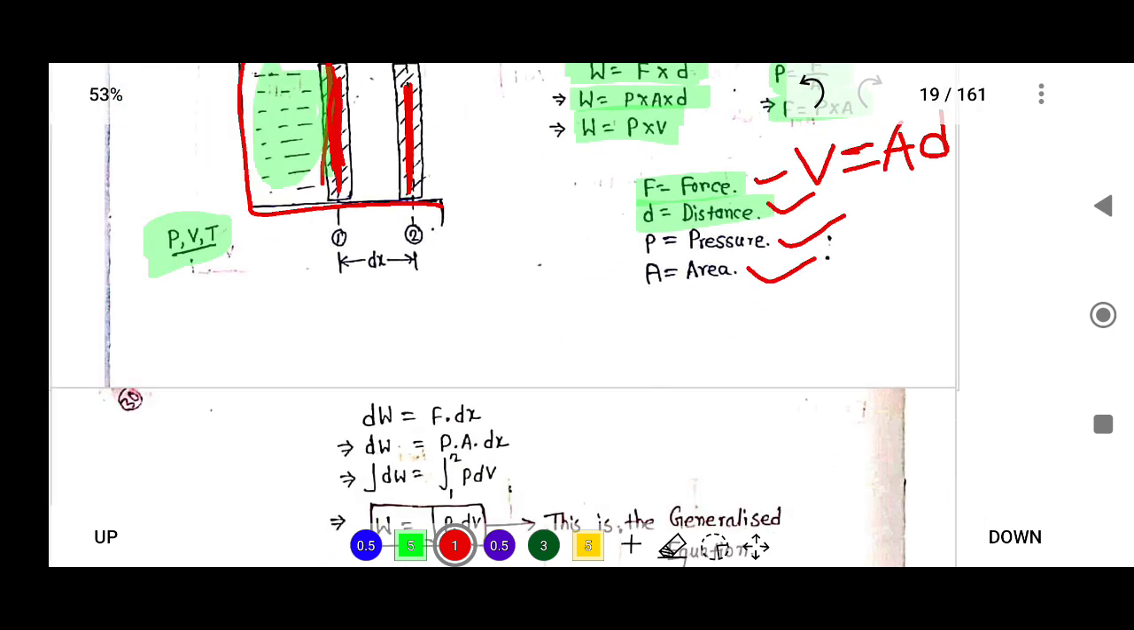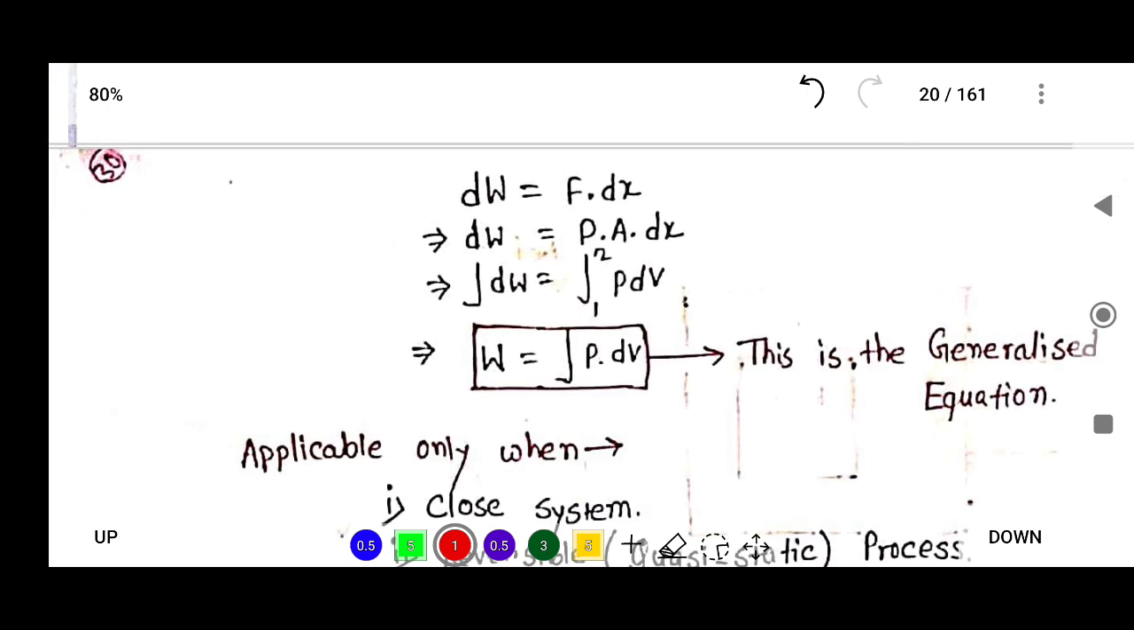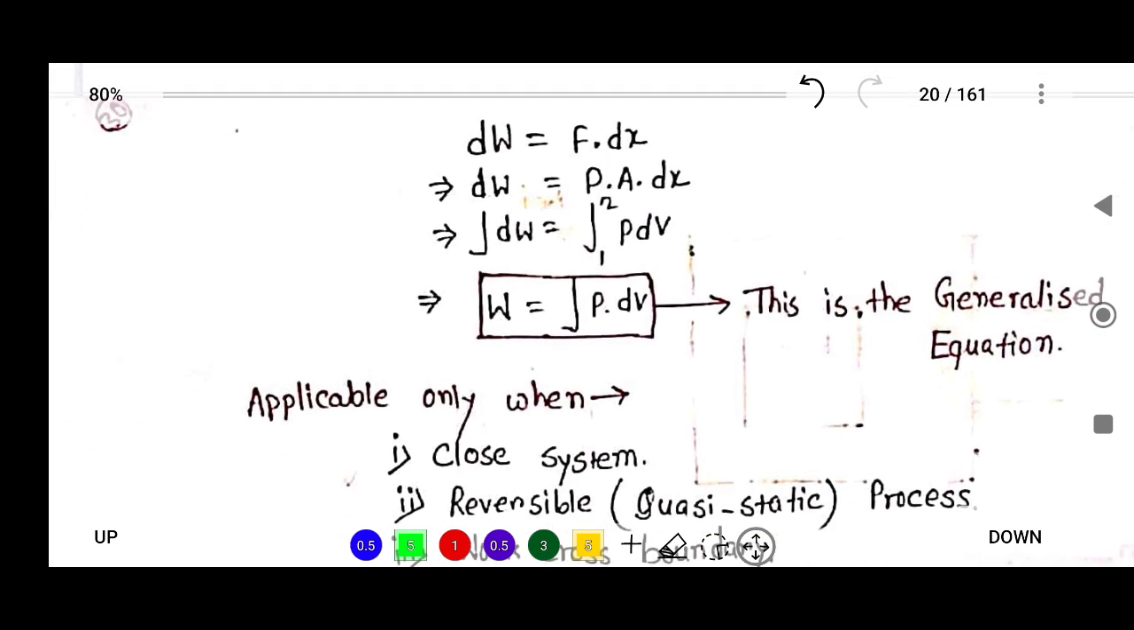Now if you want to calculate the small work done dW, that is equal to F into dx. The total work done W equals F into D, distance. But the small work dW equals F into dx. We know that F equals P into A, so dW equals P into A into dx.